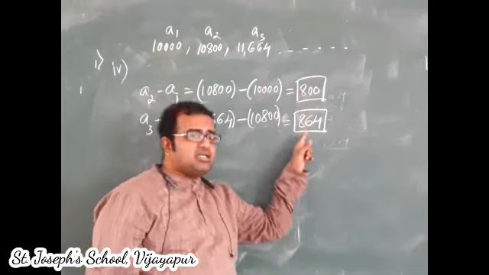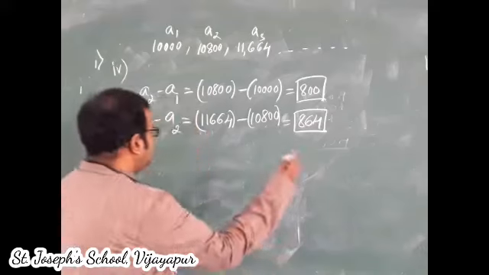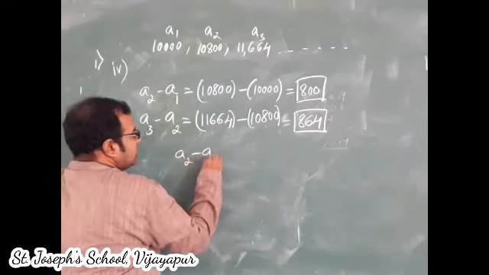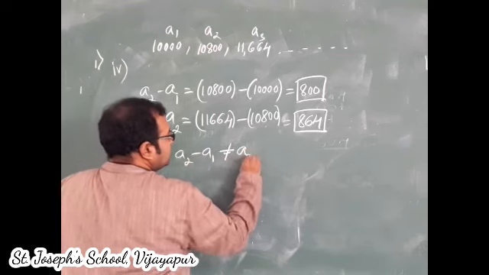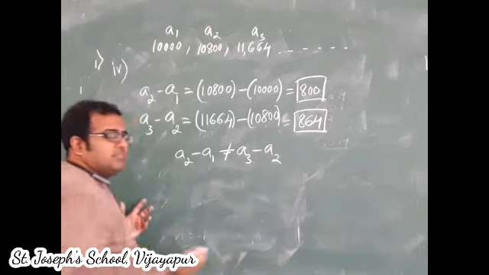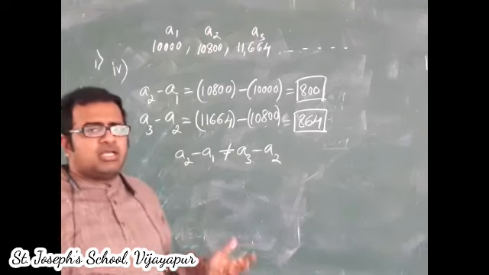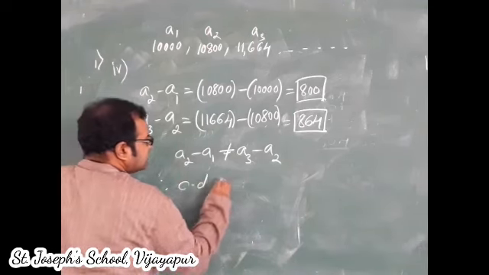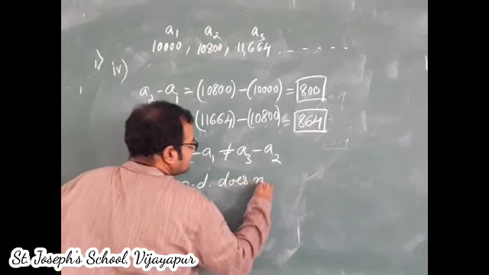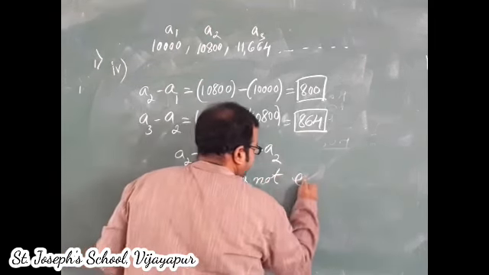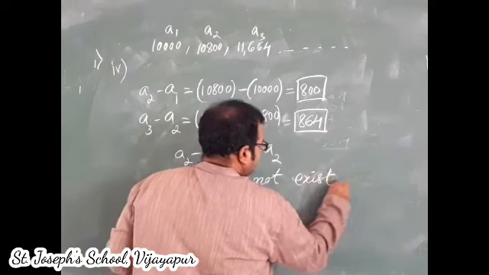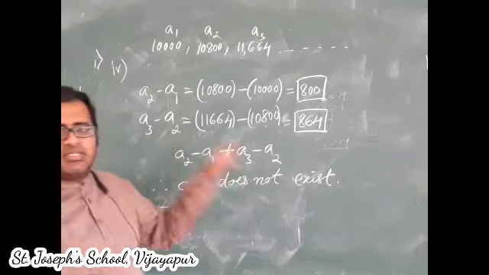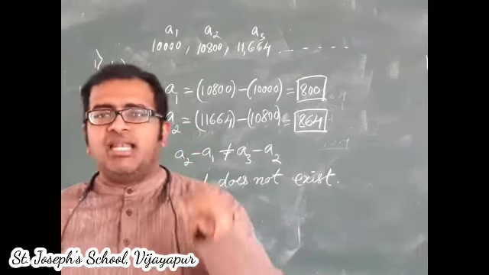The difference is 800, your difference is 864. It means a common difference does not exist. You can say A2 minus A1 is not equal to A3 minus A2, which means a common difference does not exist. You can just write: therefore, common difference does not exist. Therefore, this implies the given sequence is not an AP.